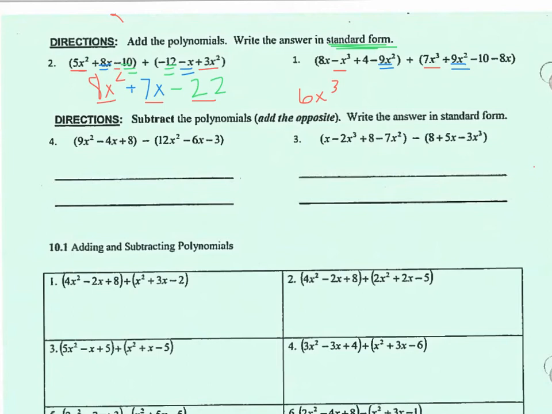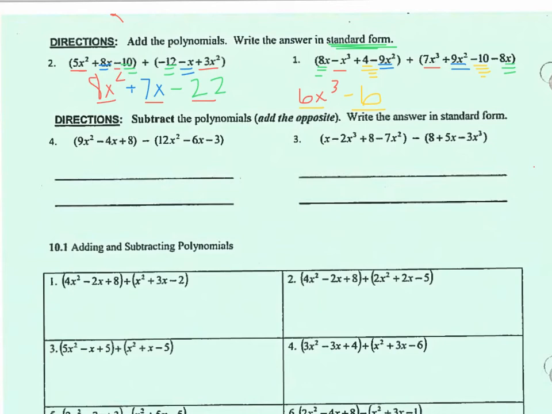Then I'm going to look at my x's. I have positive 8x and negative 8x. So again, my x terms cancel out. And I'm finally left with positive 4 and negative 10, which combine to give me a negative 6. So my answer is in standard form, going from degree 3 to degree 0.